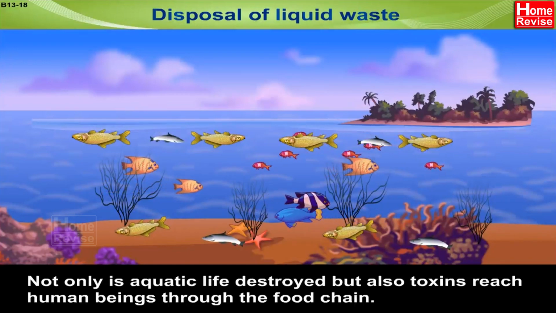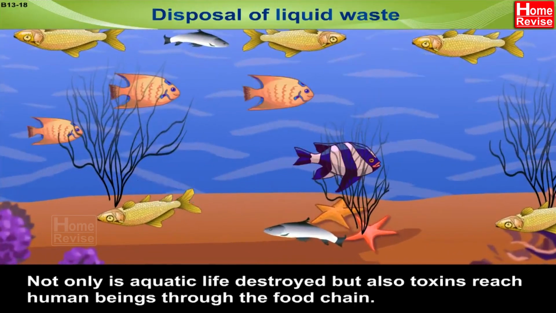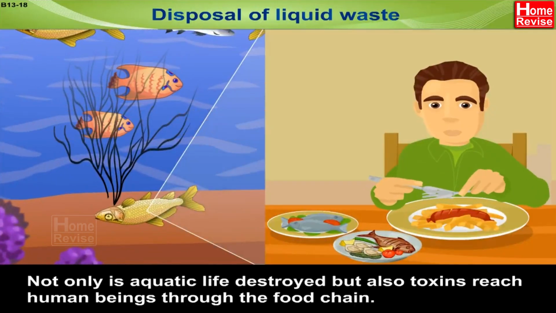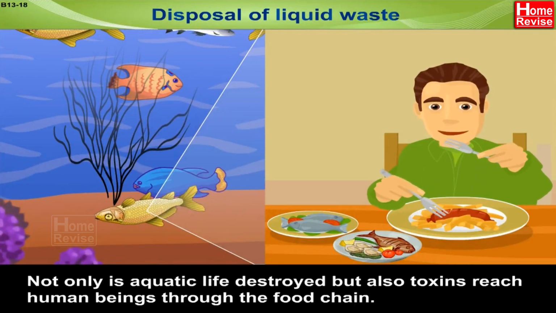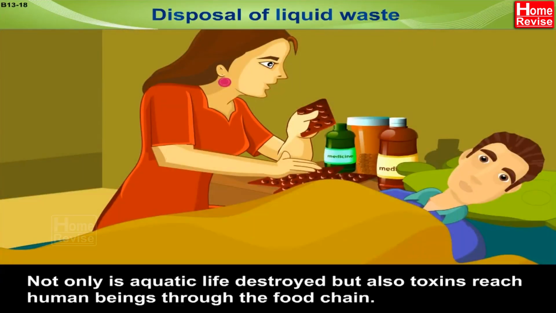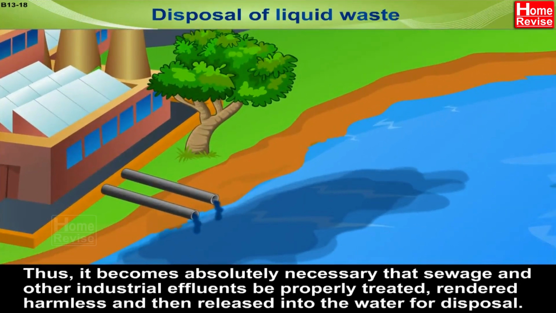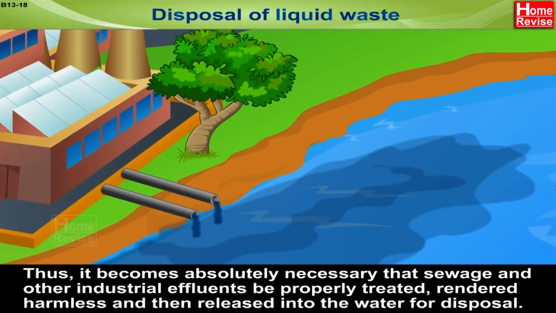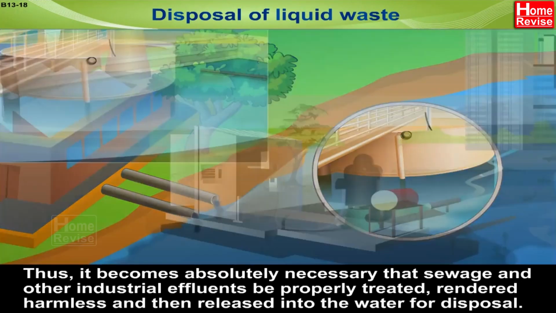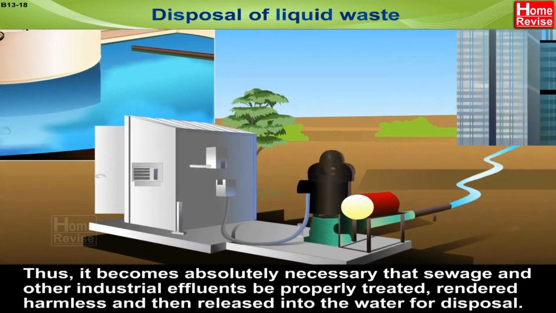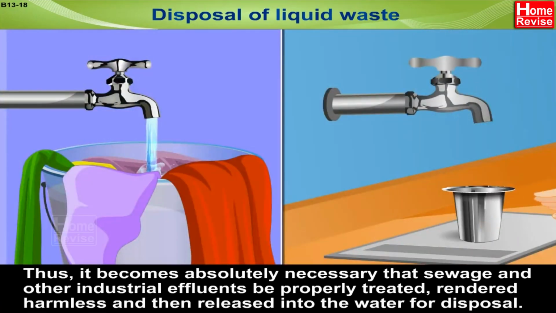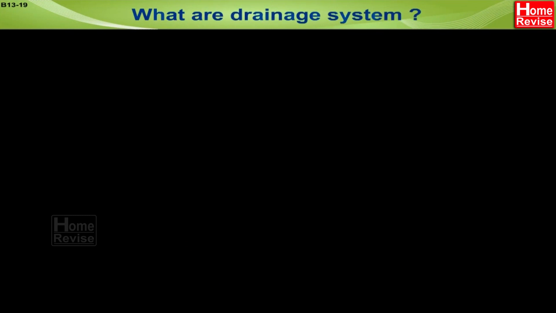Not only is aquatic life destroyed, but also toxins reach human beings through the food chain, which means it's very dangerous. Thus, it becomes absolutely necessary that sewage and other industrial effluents be properly treated, rendered harmless, and then released into the water for disposal. What are drainage systems? Let's learn about them.